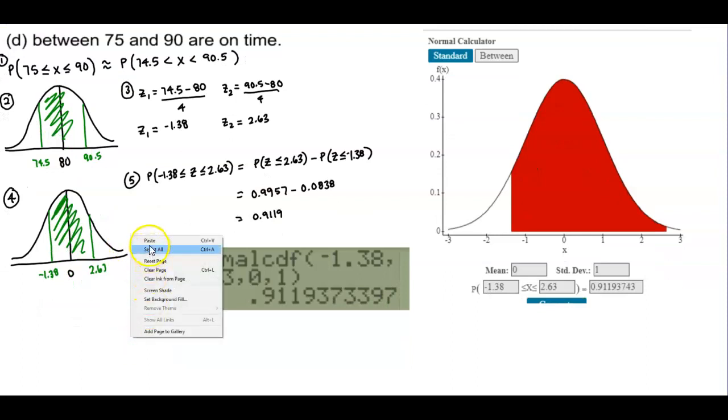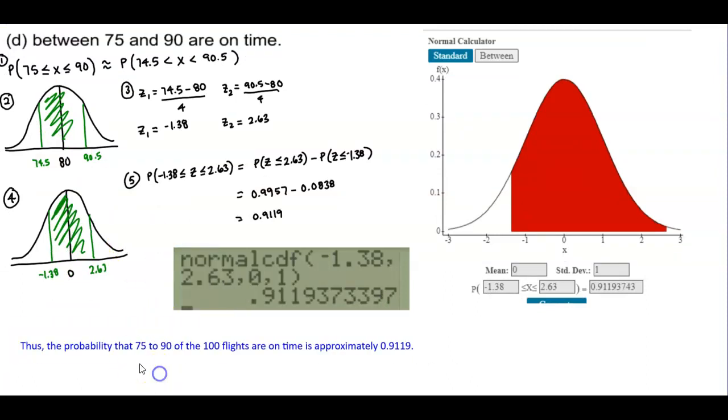So then what we can say is that the probability that 75 to 90 of the 100 flights are on time is approximately 0.9119.